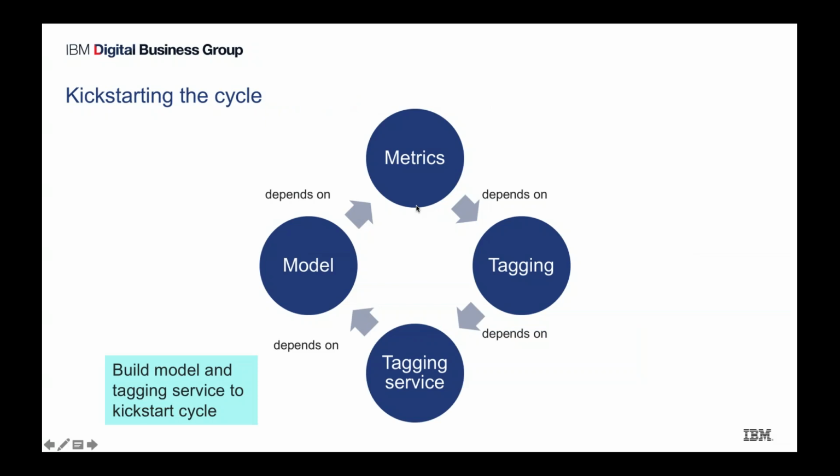And so one of the big ways that we tried to resolve that problem was to introduce a tagging service. And that gives us a cycle of dependencies, which can be bad, but if you can kickstart it, it starts working and working really well. So now we've got a model that depends on metrics, that depends on tagging, that depends on a tagging service, that depends on the model.